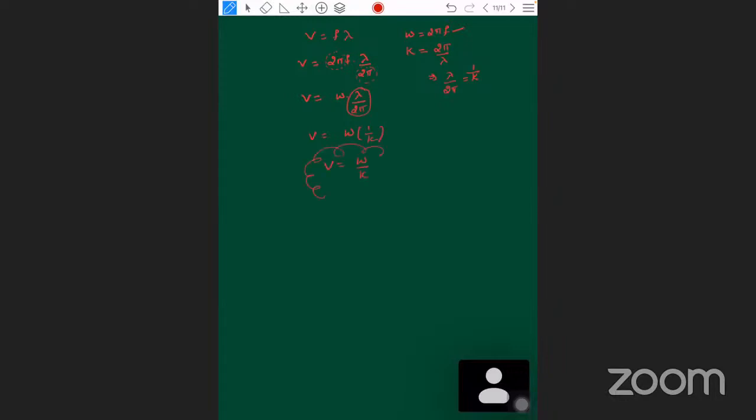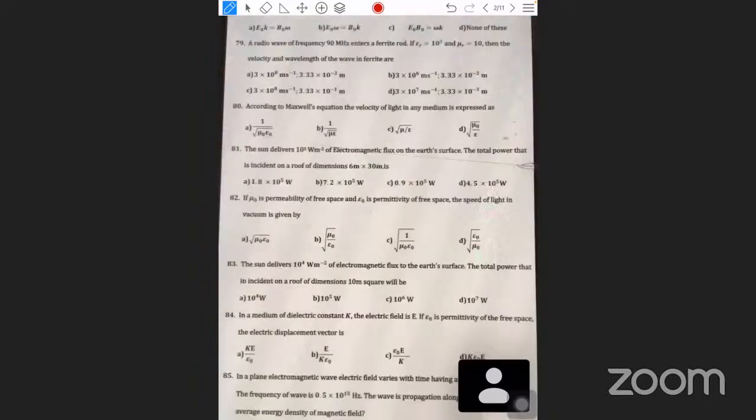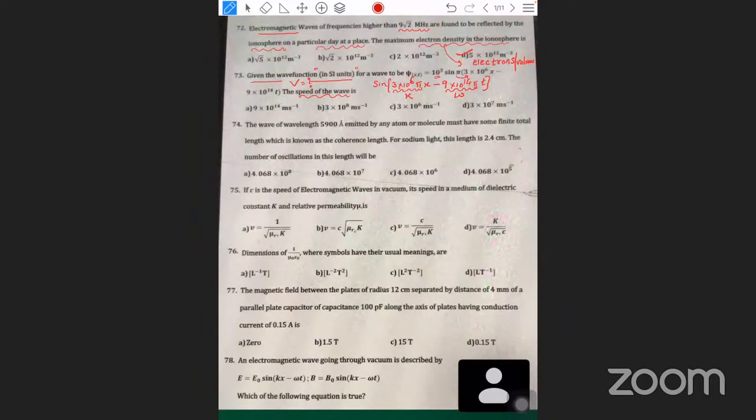So please remember, this is from first PU concept, that is 11th physics. This is from the waves chapter. So what is the velocity of any electromagnetic wave? It is V is equal to omega by k. Now you can use that formula here to find that V is equal to omega by K.